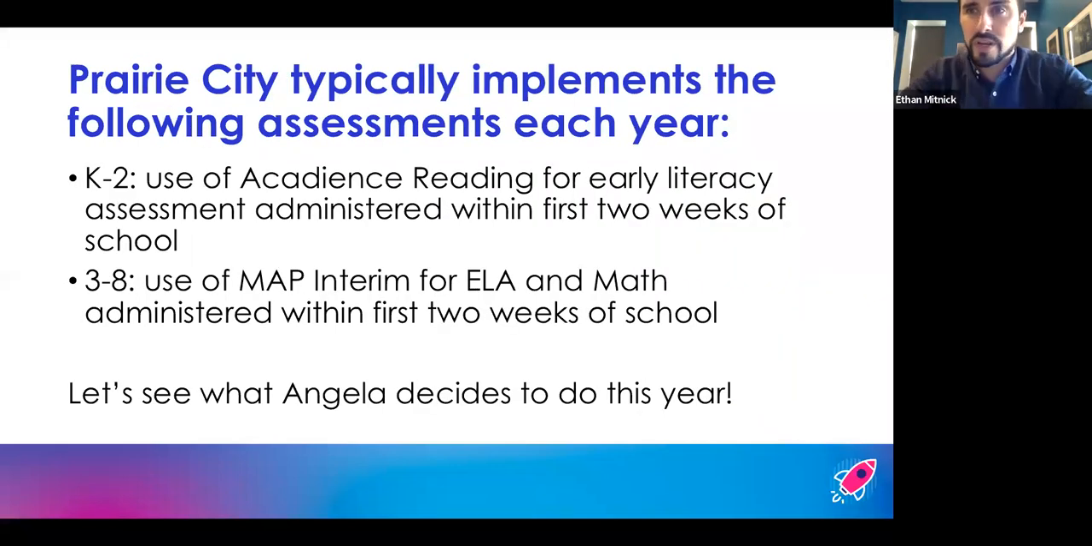In a typical school year, Prairie City implements these assessments. They implement Acadience reading for their K-2 students, generally administered within the first 2 weeks of school. It's focused on early literacy. And they implement the MAP interim for both ELA and math, also during that first 2-week window of school, for grades 3 to 8. So now we're going to get a chance to see what Angela decides to do this year.